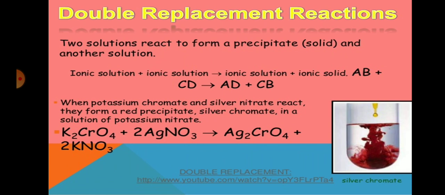For the double replacement reactions, two solutions react to form a precipitate, a solid, and another solution. Ionic solution plus ionic solution yields ionic solution plus ionic solid. It is presented like this: AB plus CD yields AD plus CB. So when potassium chromate and silver nitrate react, they form a red precipitate, silver chromate, in a solution of potassium nitrate. So here's the illustration.